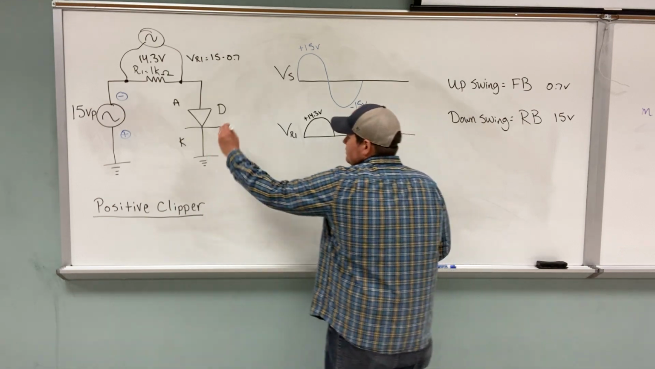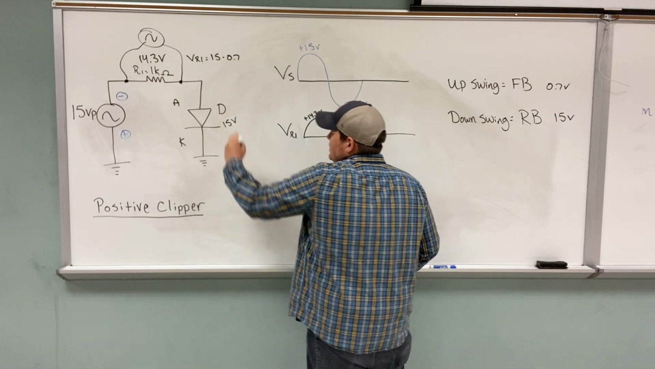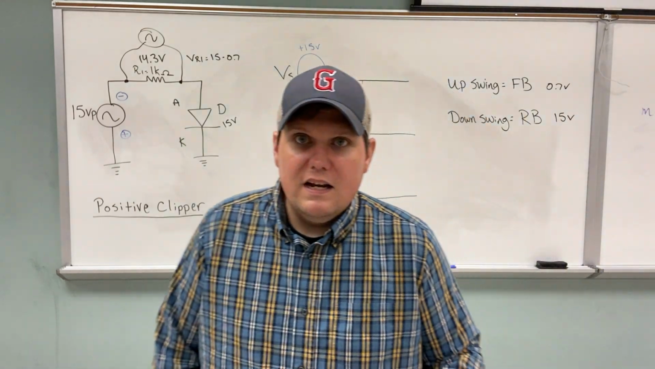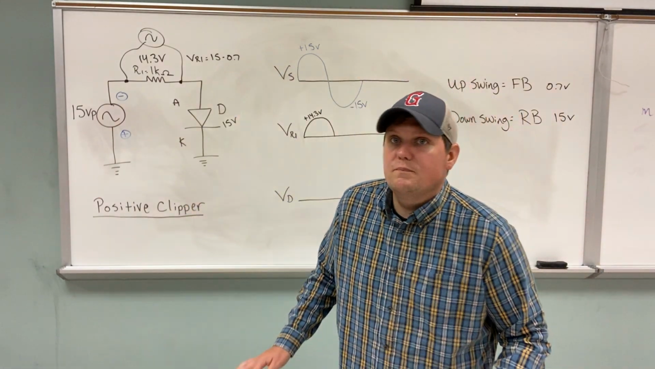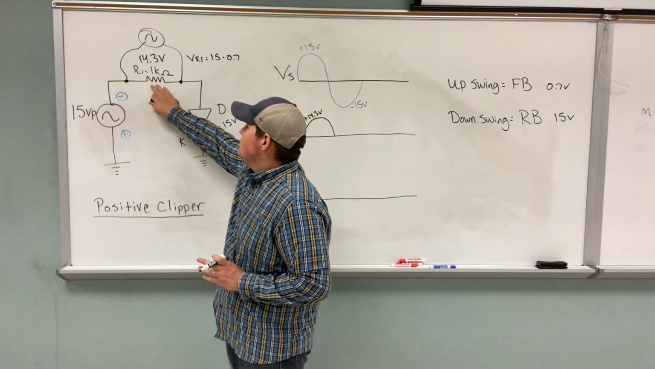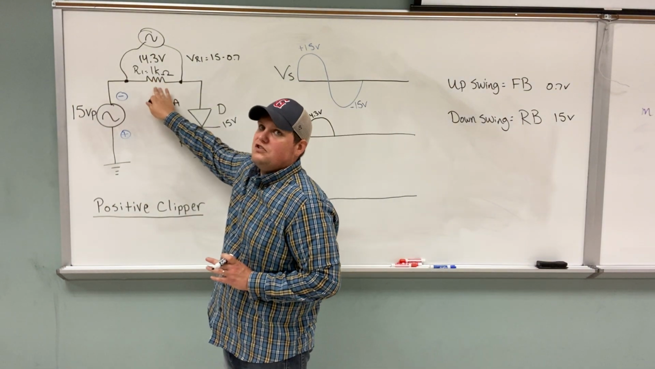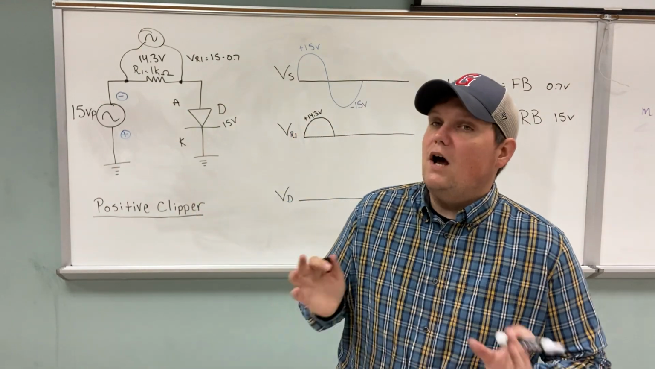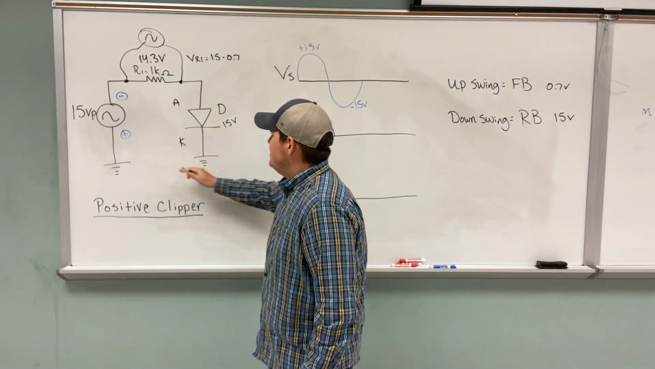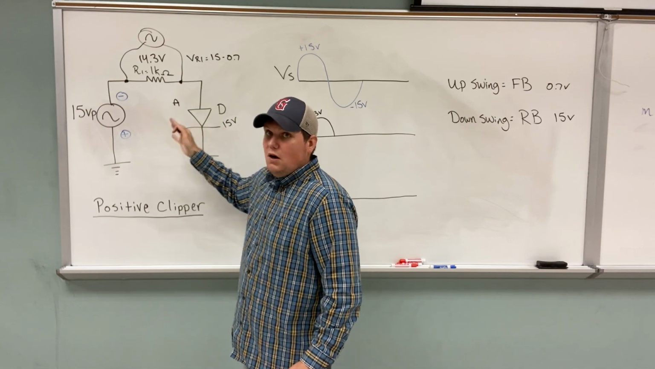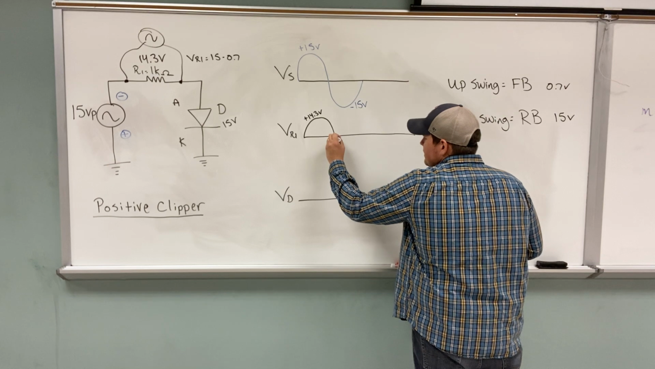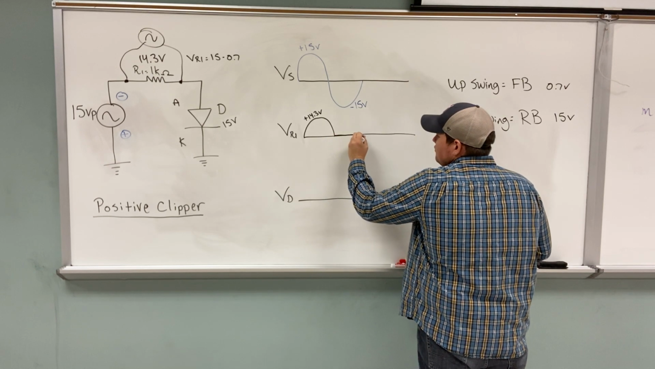Source voltage, 15 volts. Because remember, in reverse bias, current is not flowing. And if current's not flowing, and it's open, how much is across the resistor? 0. Because remember, in an open circuit, current is being blocked from going in that direction. So that means it's going to be a flat line.